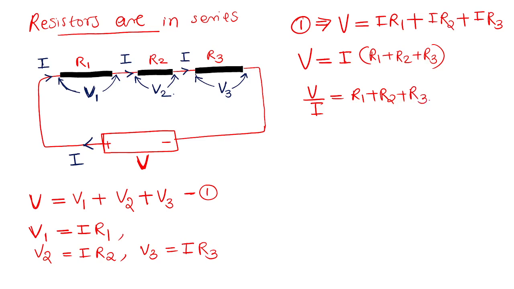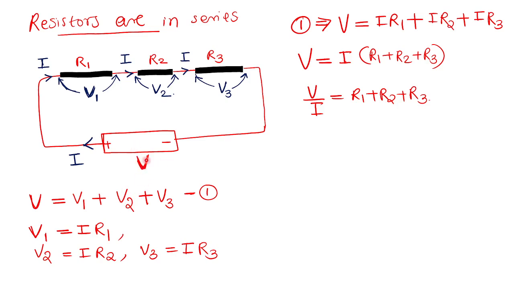What can you say about V by I? V is the battery voltage. I is the current originating from the battery. V by I will be considered as the total resistance of the entire path. Understood? V by I, because Ohm's law says like that, clear.